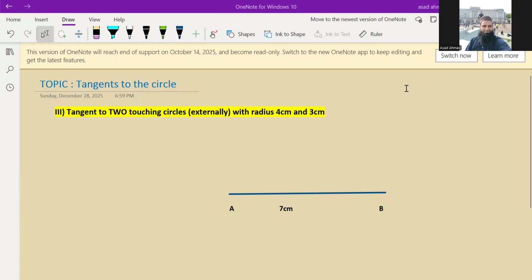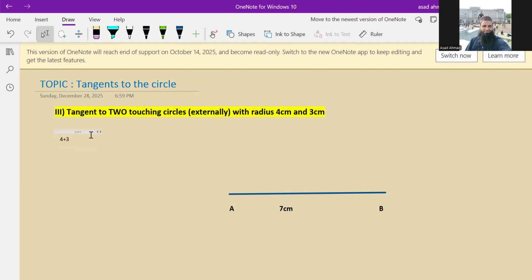The new topic is about how we will draw two touching circles which will be touching externally. Touching circles mean that they will have one point of contact, otherwise they will not be overlapping. So their radii are provided: 4 centimeter and 3 centimeter. What is required is that you have to make the sum of the two radii first. Like this, 4 plus 3 will become 7.